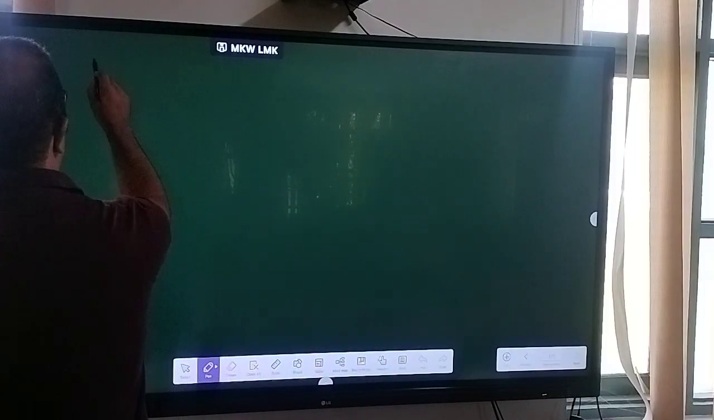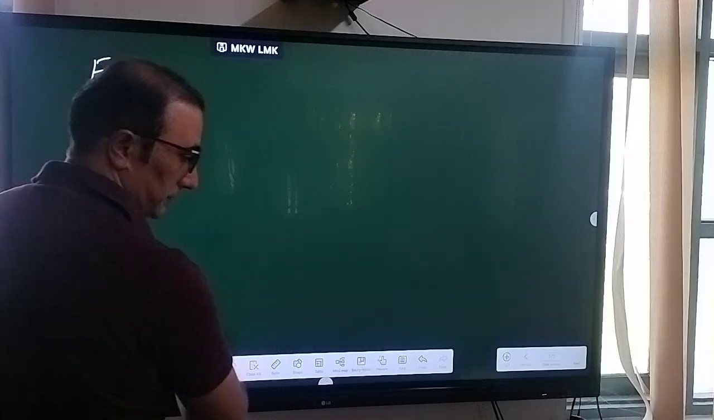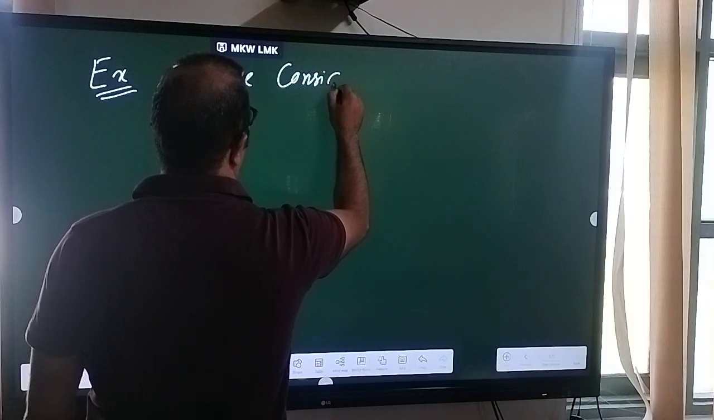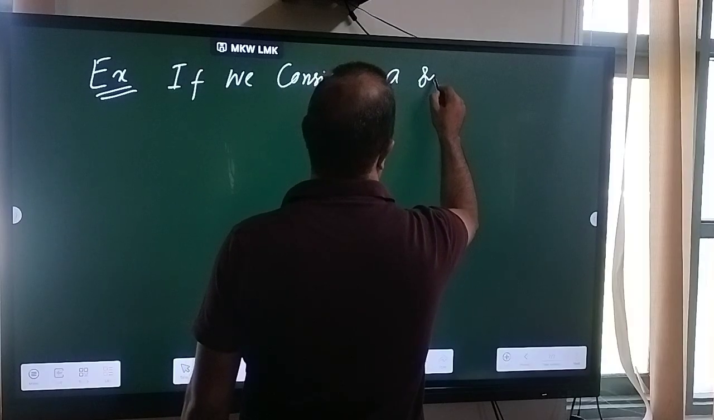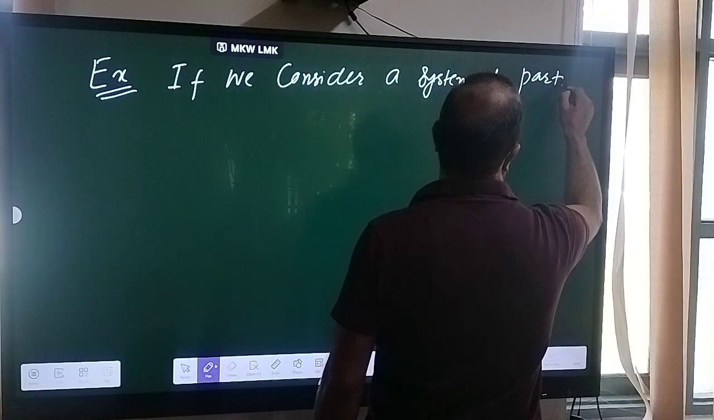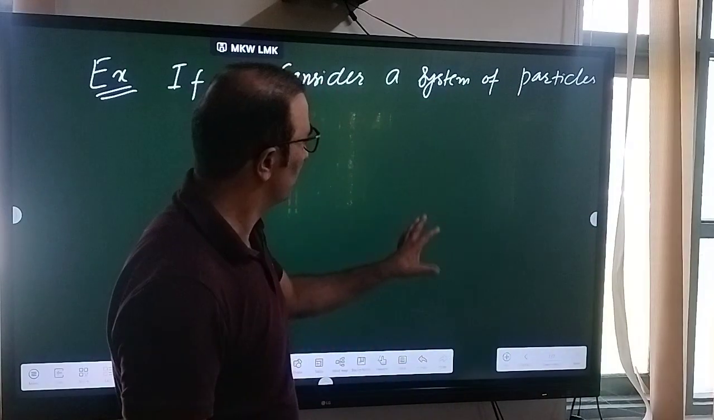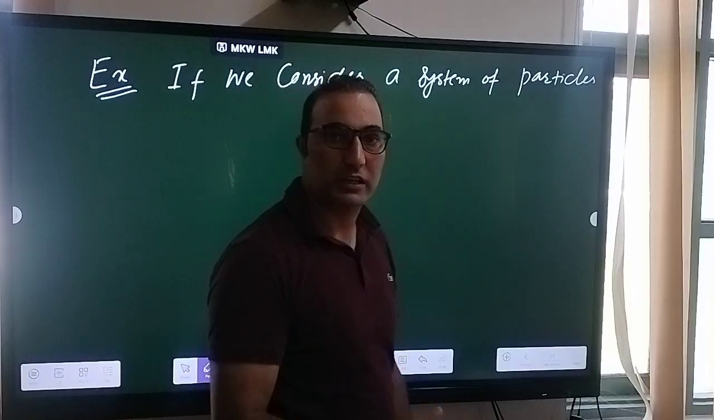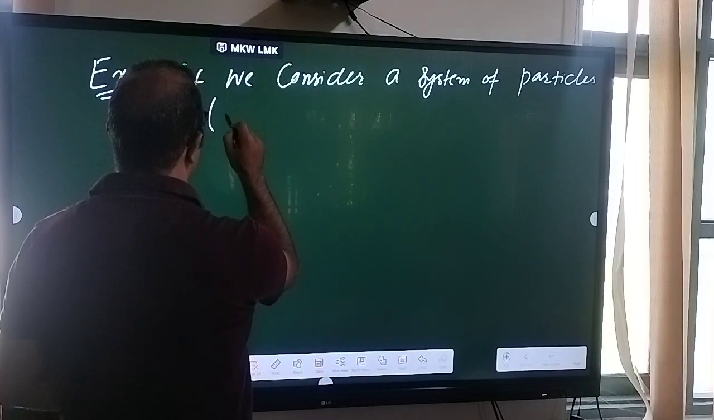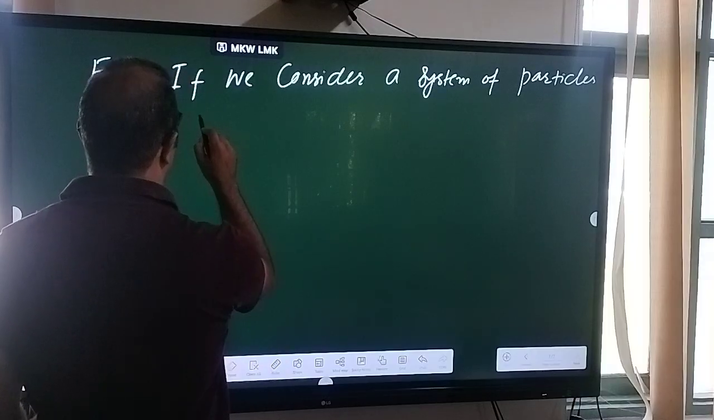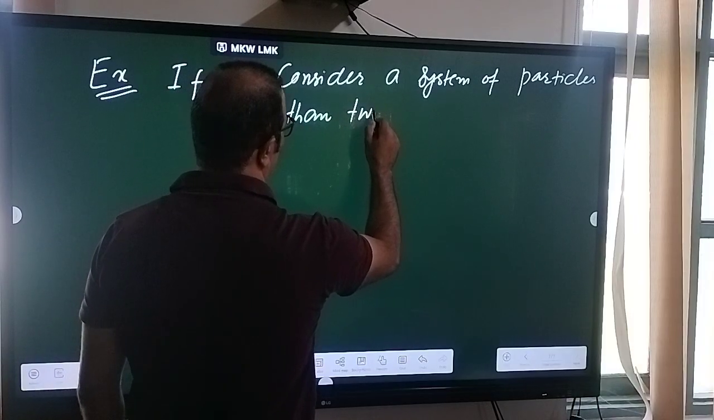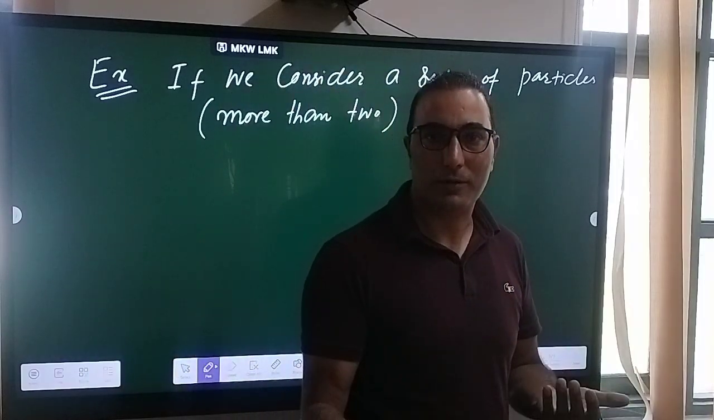So that means if we have a system of particles, right, then we can have more than one particle. Right now we are talking about a single particle, but now we have more than one particle, so that means we can have more than 2, or you can say more than 1, so that means it's a system of particles, right?